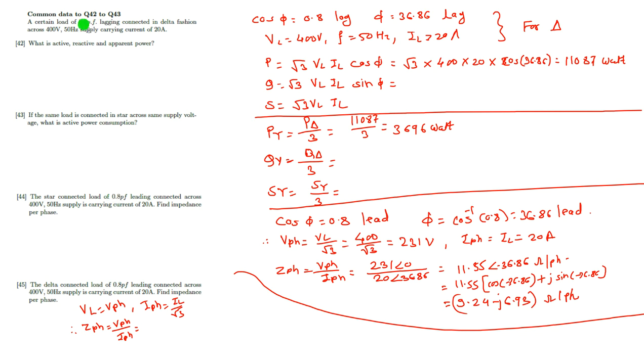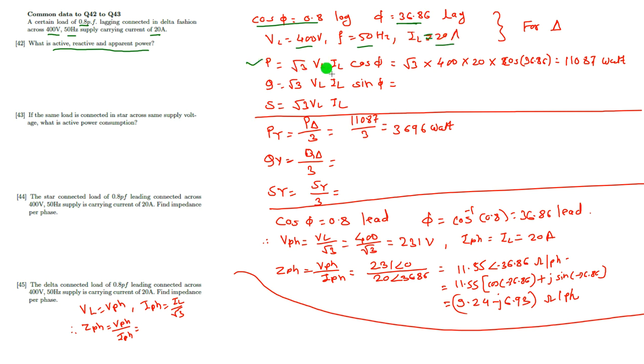A certain load of 0.8 power factor lagging is connected in delta fashion. Okay, so power factor is given as 0.8 lagging, and it is connected to 400 volt 50 hertz supply carrying the current of 20 ampere. What is active, reactive and apparent power? So cos phi is given as 0.8 lag. So phi is cos inverse of 0.8. It will give you 36.86 lag. VL is 400, frequency is 50 Hz, and IL is equal to 20 ampere. This is given in the problem.